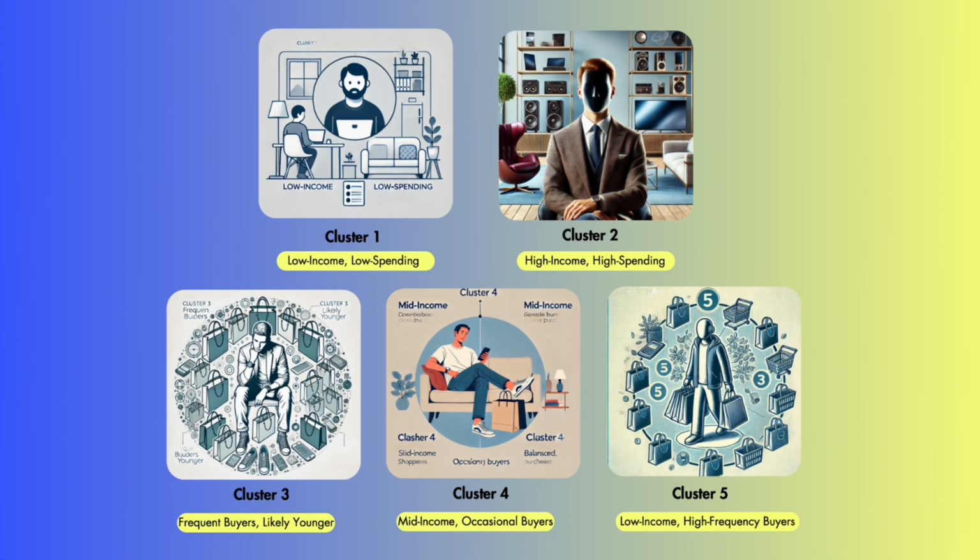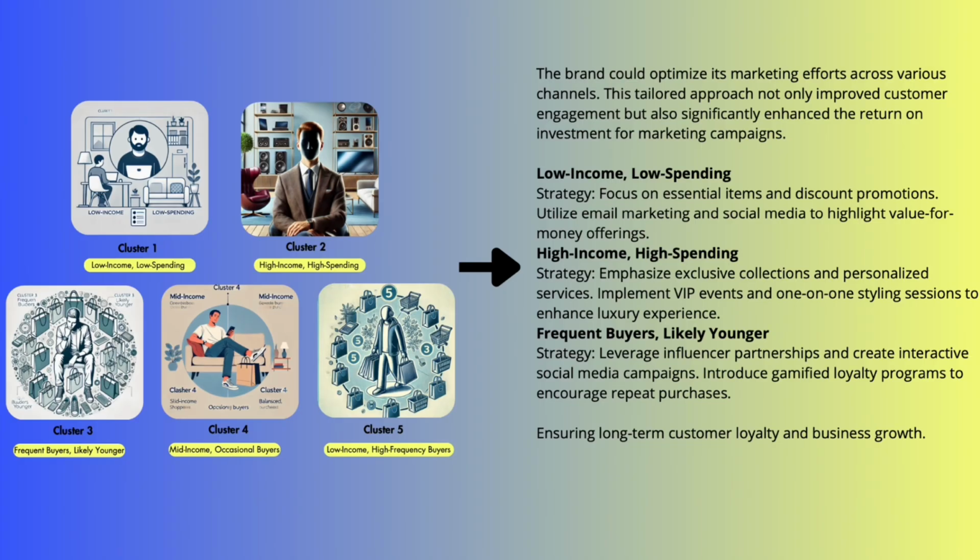The clustering analysis revealed 5 distinct customer segments, each with unique characteristics and preferences. The insights enabled the luxury brand to craft highly targeted marketing strategies, ensuring that each customer group received messages and offers most likely to resonate with them. By understanding the nuances of each segment, from budget-conscious frequent buyers to high-income luxury enthusiasts, the brand could optimize its marketing efforts across various channels. This tailored approach not only improved customer engagement, but also significantly enhanced the return on investment for marketing campaigns.